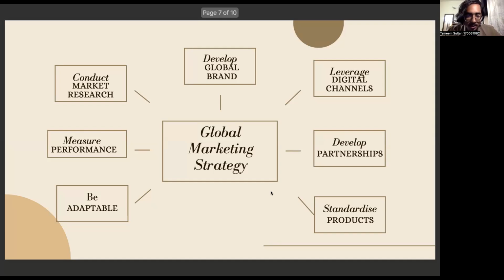Then measure performance. So track and measure the performance of your global marketing and effectively use key performance indicators, which is the KPI, such as sales KPI, maybe the customer engagement and brand recognition. This can help you identify areas where you should improve and refine your marketing strategy over time.